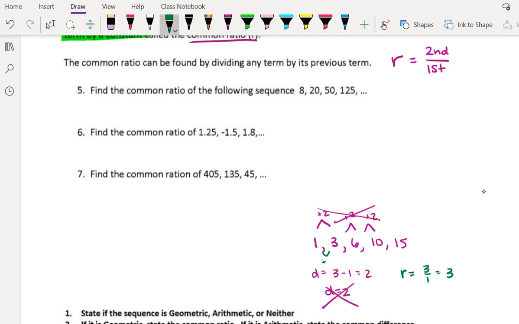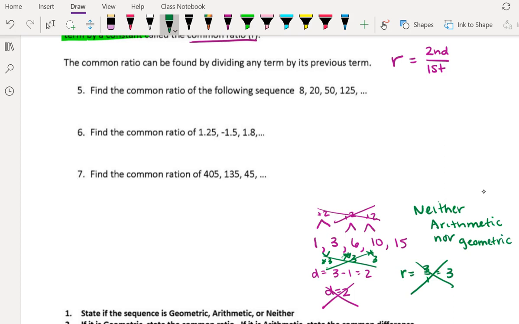So am I multiplying by 3 each time? So 1 times 3 is 3. 3 times 3, be careful, it's not 6. 3 times 3 is 9. And 6 times 3 is not 10. So I can't use a common ratio. This would be something that is neither geometric nor arithmetic. It would be a different type of pattern that we are not going to cover in this class. All right, so sorry, I went off on a tangent.